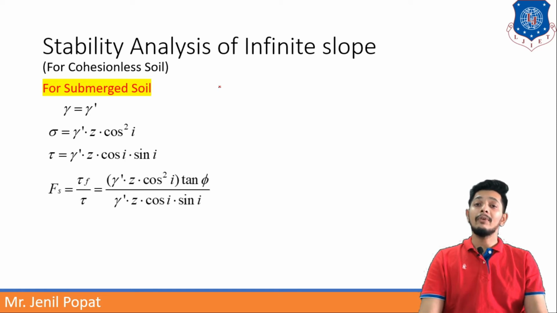Moving further, for factor of safety, tau f by tau. Here tau f can be written using the value of sigma, that is gamma dash z into cos square I into tan phi, upon tau, that is gamma dash z cos I into sin I. So Fs will be tan phi upon tan I for submerged soil. So this is the factor of safety for submerged soil. In the previous slide we understood the factor of safety for dry soil.